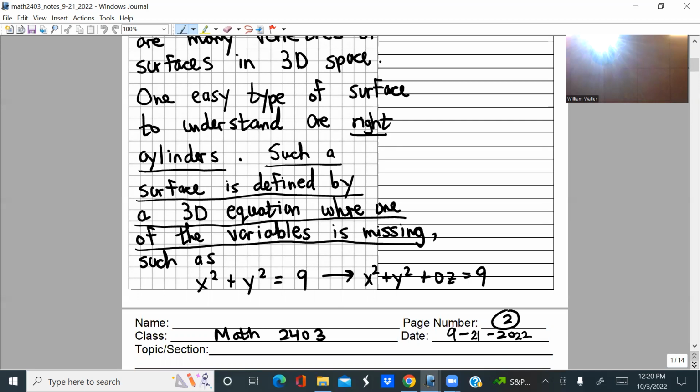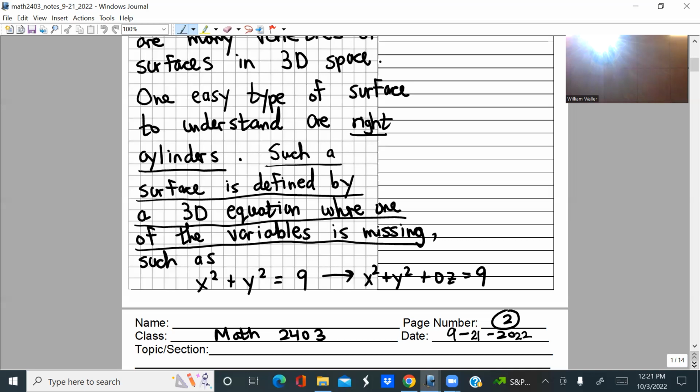three-dimensional space. Now, in a cylinder, you have an equation in three unknowns, x, y, and z, but one of the unknowns is missing from the equation. So suppose you were dealing with this equation, x squared plus y squared equals 9. Now, if you were just thinking in the context of two dimensions, that would just be an equation in two variables. And so you graph that, it's some sort of curve, right?